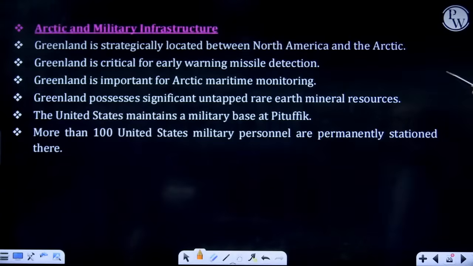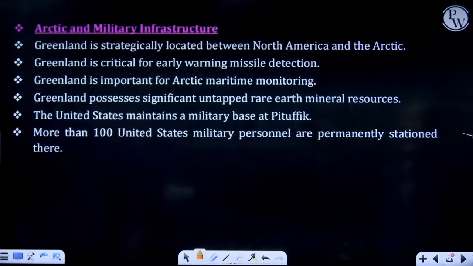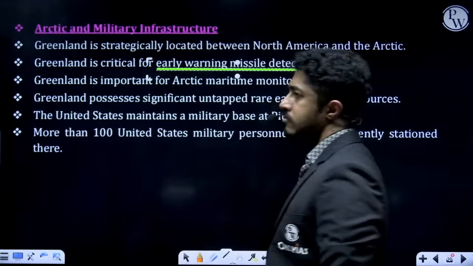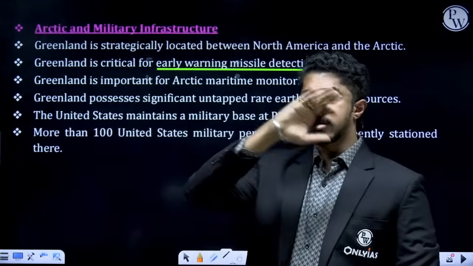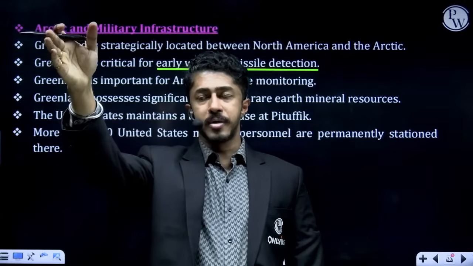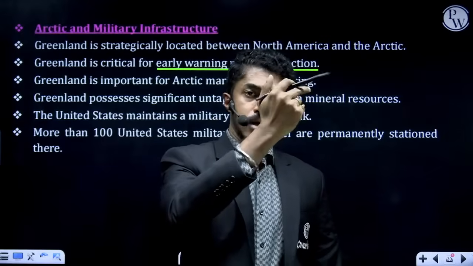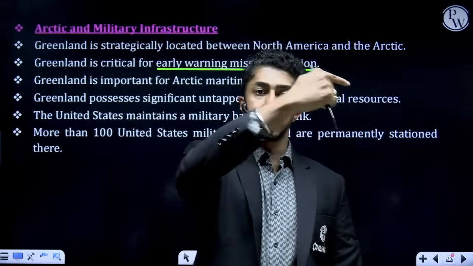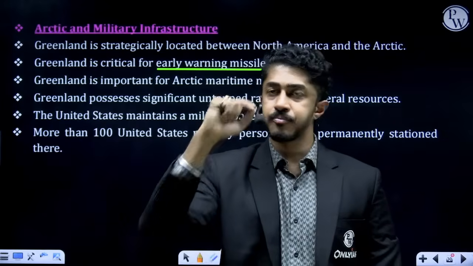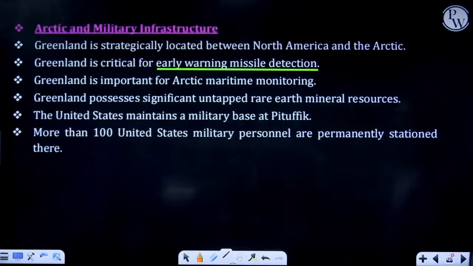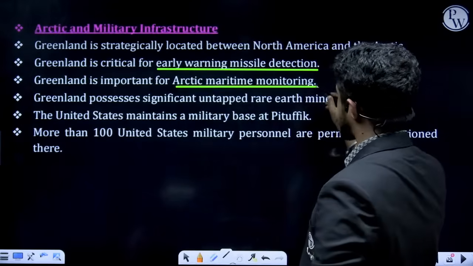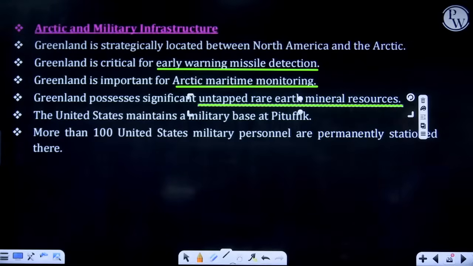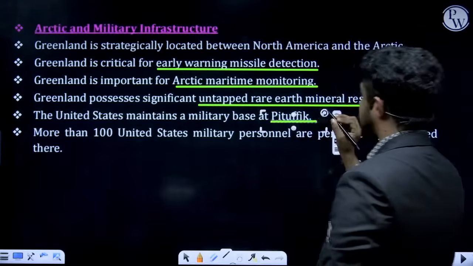Greenland is strategically located between North America and the Arctic. Greenland is critical for early warning missile detection. Whatever is targeting Europe, or anything targeting the USA, from west or east, has to cross the Greenland region, which will pick up the missile signature. Greenland is important for Arctic maritime monitoring. Greenland possesses significant untapped rare earth mineral resources. The United States maintains a military base at Pituffik.